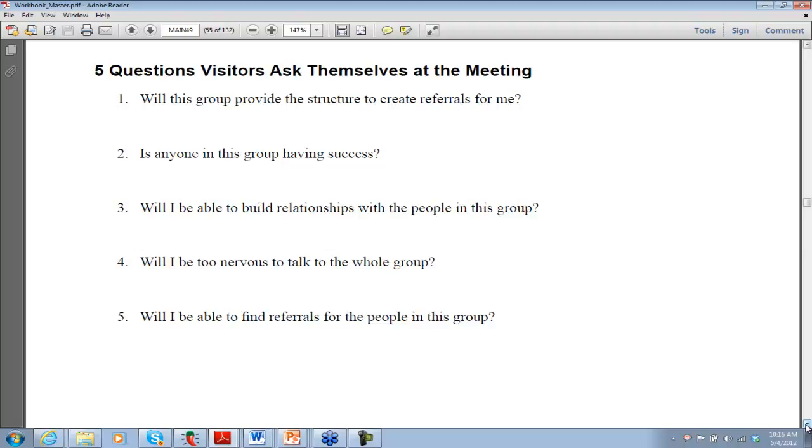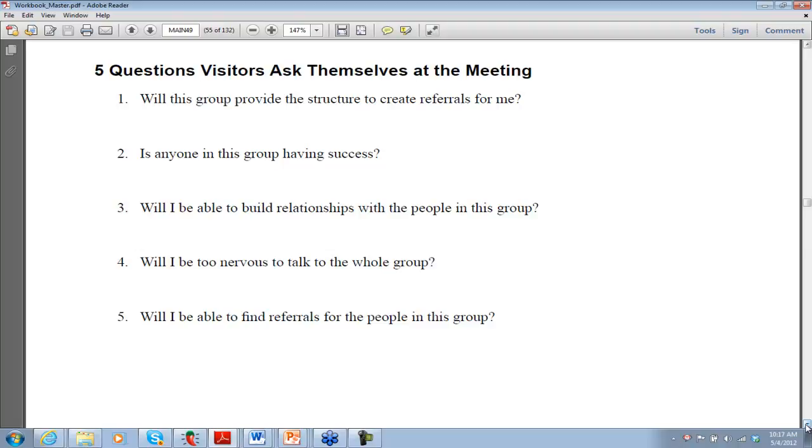And then number 5, the visitor is going to be asking themselves, will I be able to find referrals for the people in this group? And so that's why when we're inviting people based on the strength of the chapter, if it's a florist or a caterer that we're inviting, and our chapter is strong in the business builder key situation, this helps the prospect understand what the target market is, makes it easier for them to feel comfortable that they'll be able to find referrals for the people in the group. Using the key situations makes it easier to recognize each other's target markets and pass referrals.